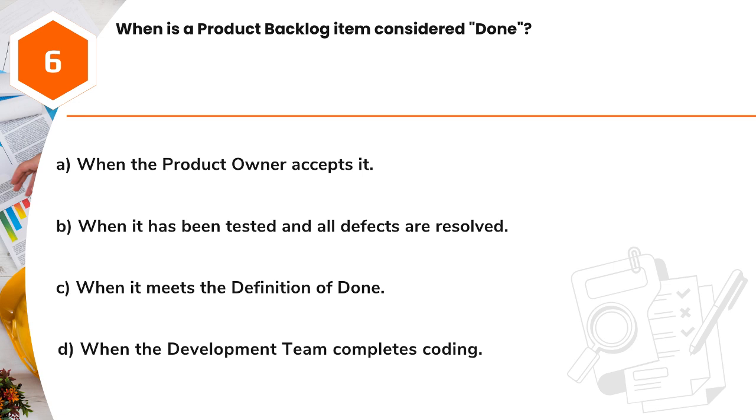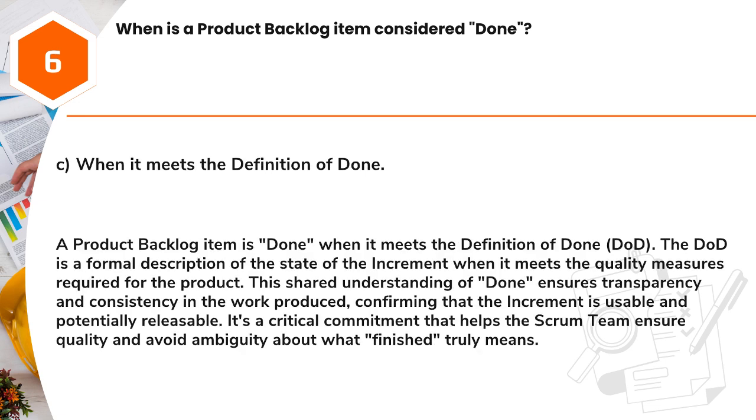Question 6. When is a product backlog item considered done? A. When the product owner accepts it. B. When it has been tested and all defects are resolved. C. When it meets the definition of done. D. When the development team completes coding. Answer: C. When it meets the definition of done.